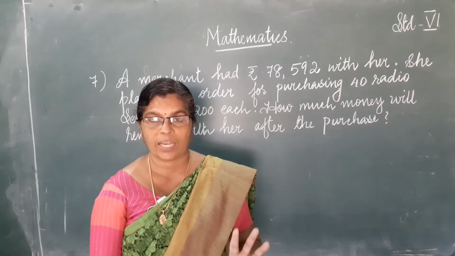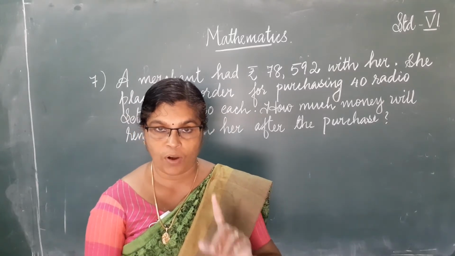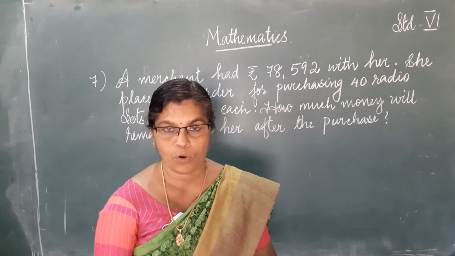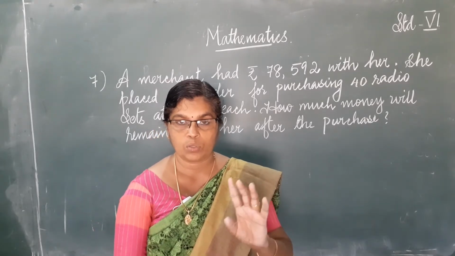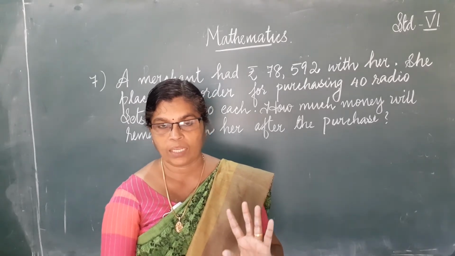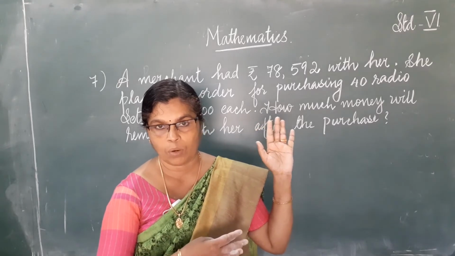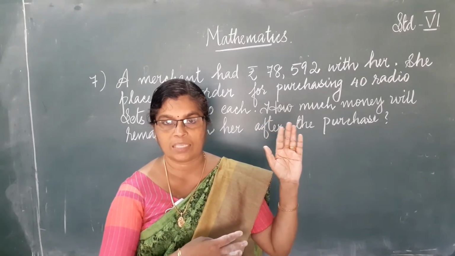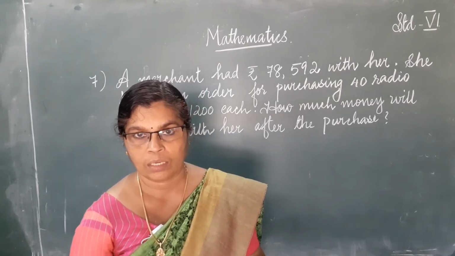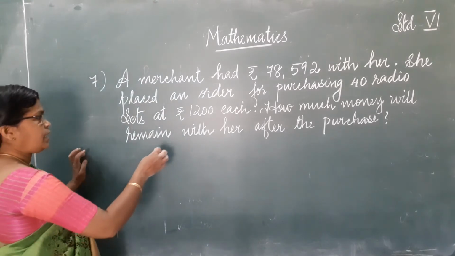Now how will you find the cost of 40 radio sets? That means cost of one radio set into the number of radio sets she needs, that is 1,200 into 40. We will get the cost of 40 radio sets. Now we compare which is more, whether she has that much amount. If the amount she has is more than that, if you subtract, we get the remaining money with her. Right? Let's do it.